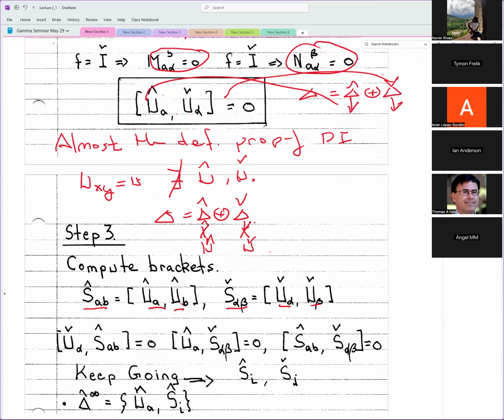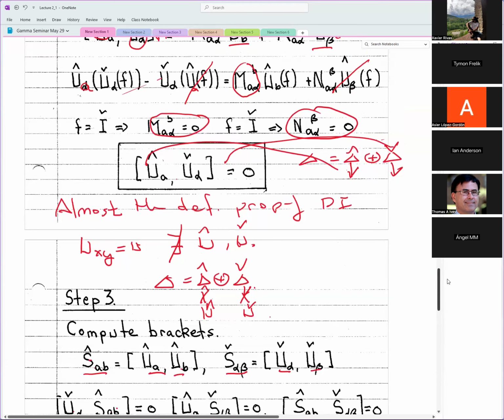So the first Jacobi is to take a U check vector field and bracket it with this. Well, that's an easy Jacobi exercise. That's 0. So we could say here that the S hats are a symmetry of the S check vector fields. Same thing here. U hat S check is 0. And there's a little bit more work by Jacobi to show that these vector fields commute with these ones.